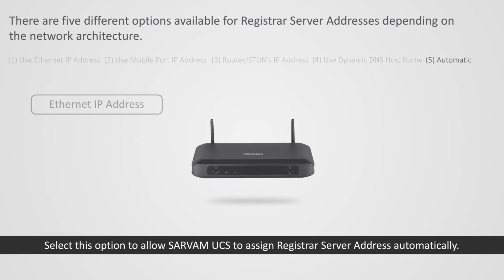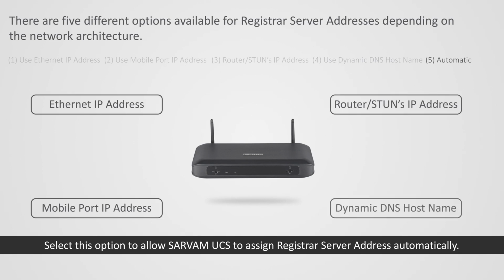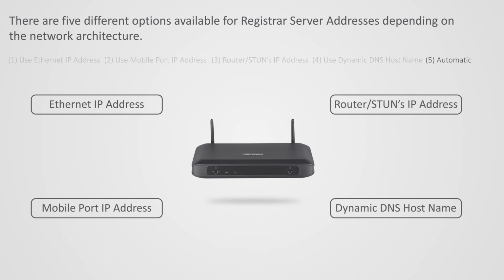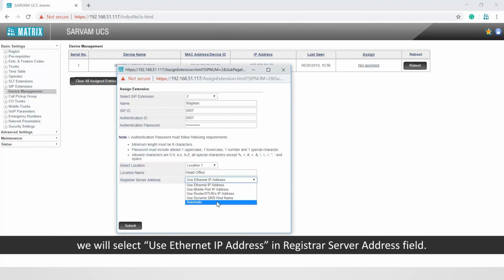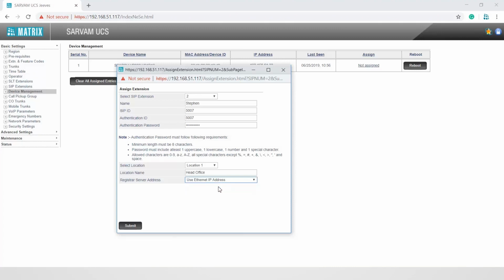Automatic. Select this option to allow SARVAM UCS to assign registrar server address automatically. As we are using SPARSH VP330E on the Ethernet port IP address of SARVAM UCS, we will select Use Ethernet IP address in registrar server address field. Submit the details.